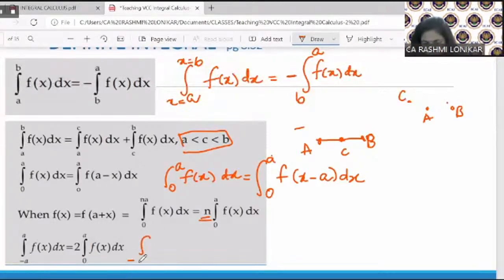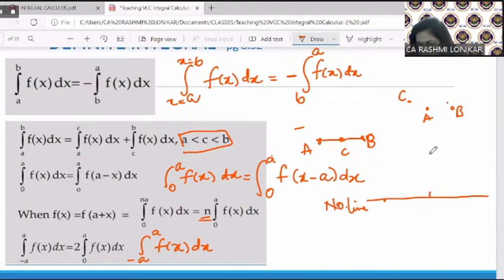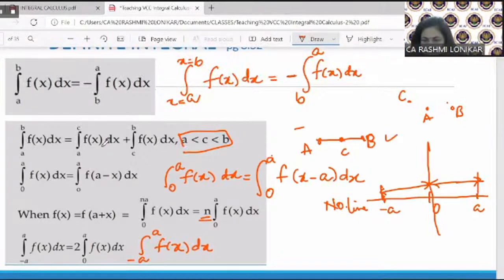So what is happening over here? It is minus a to a f(x) dx. So what is minus a to a? What does it mean? Like, this is your number line. This is my origin, 0. What they are saying is, if I have something like minus a to plus a, so when I want to find the integral from minus a to 0 and from 0 to plus a. Okay, we did this right now. A to C and C to B.